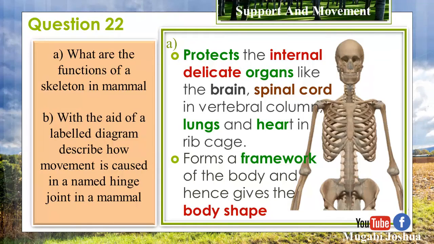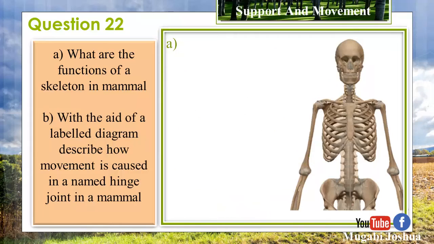The skeleton also forms a framework of the body and hence gives the body shape. The shape of the organism depends on the framework of the skeleton. So the skeleton is really very important in the body shape of an organism because it is the skeleton that forms a framework of the body, hence giving the body that shape.